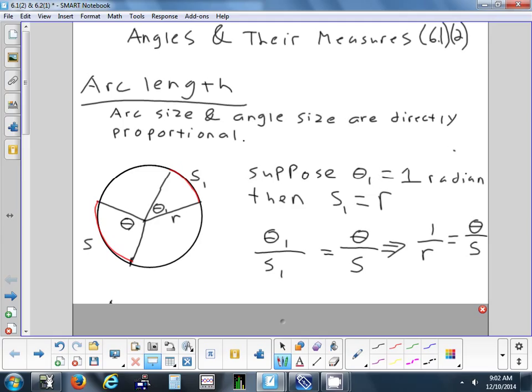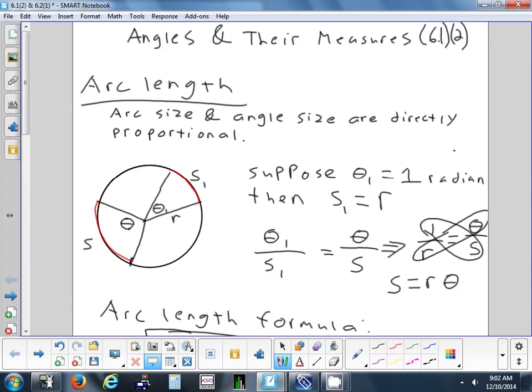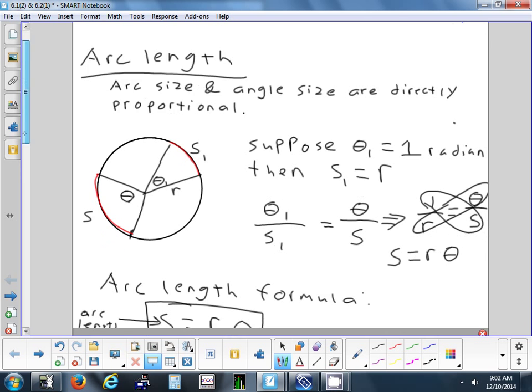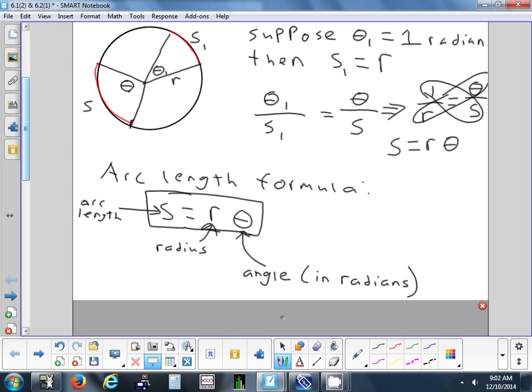And what's the technique we use to normally solve a proportion? We're going to use that technique to actually write our formula out. Yep, you cross multiply. So we have S times 1 and then we have R times theta. And that's the formula for the length of an arc: S equals R theta. So S is your arc length, R is your radius, and theta, that's your angle. But your angle has to be in radians.